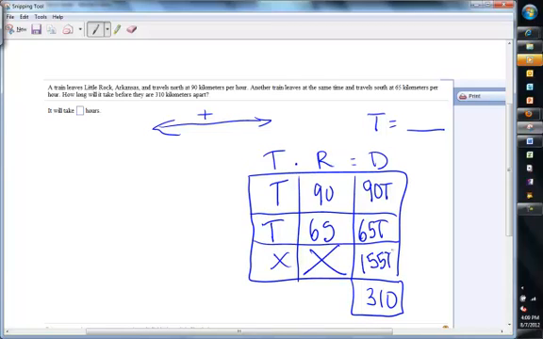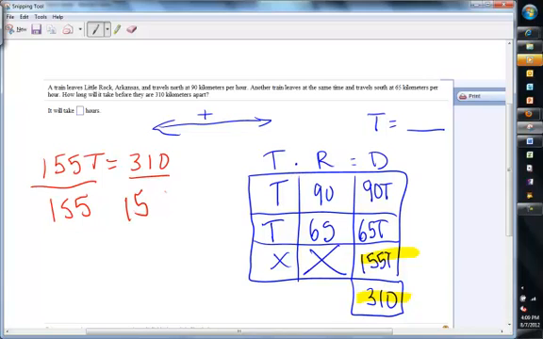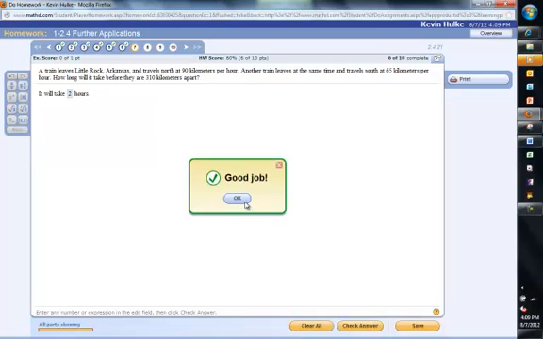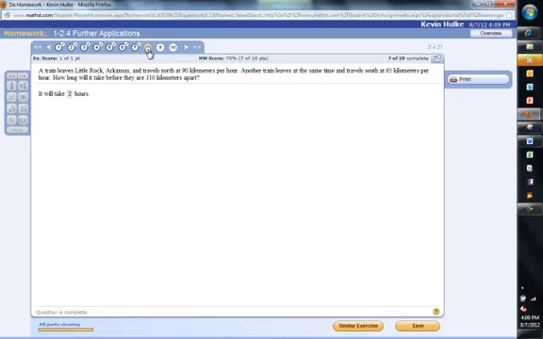155t. Remember, those two boxes are equal, so we would write for our equation 155t equals 310. Divide both sides by 155, and you get time is 2 hours. So in 2 hours, they'll be 310 kilometers apart. Next one.